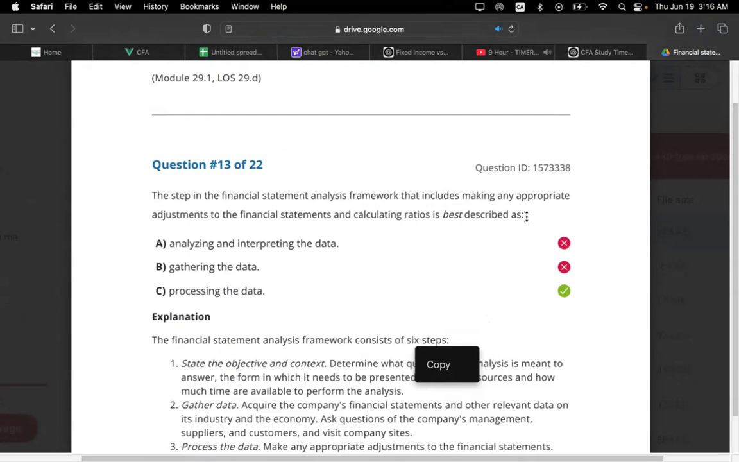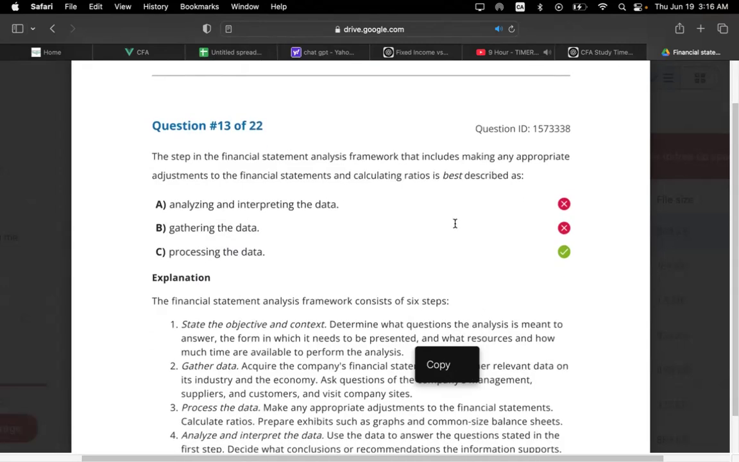Okay, 13. Steps in financial statement analysis framework that includes making any appropriate adjustments to the financial statement, calculating ratios, best described as processing the data, right? We don't even need to look at the answer, we know this.